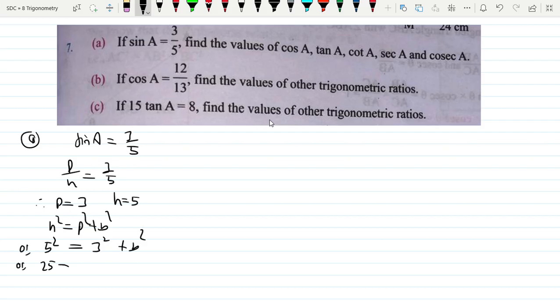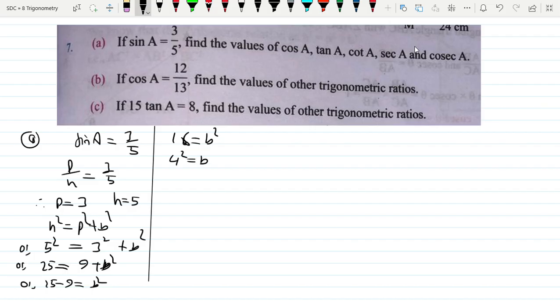So 5 squared, 25, equals 3 square, 9, plus b square. Now bring 9 to the left side for subtracting. So you get b squared equal to 16. And 16 is the square of 4. So 4 square equals b square, that is why we get b equal to 4.